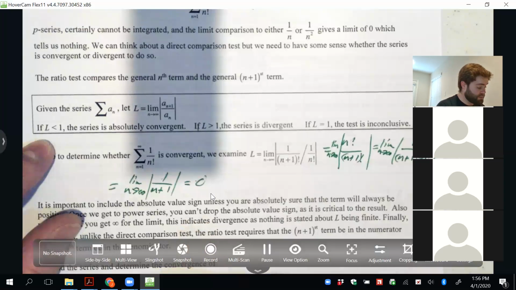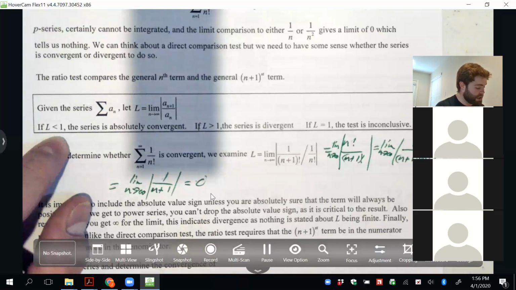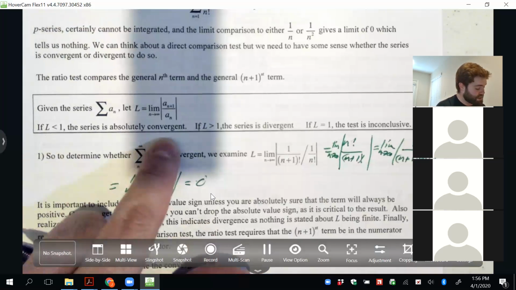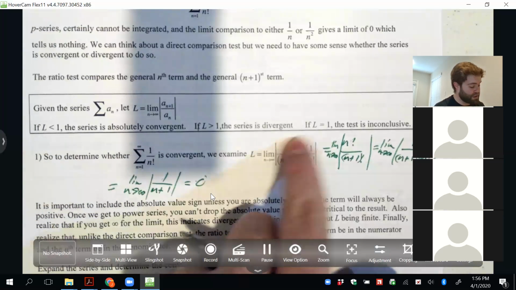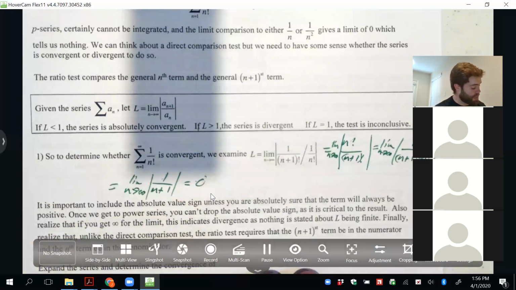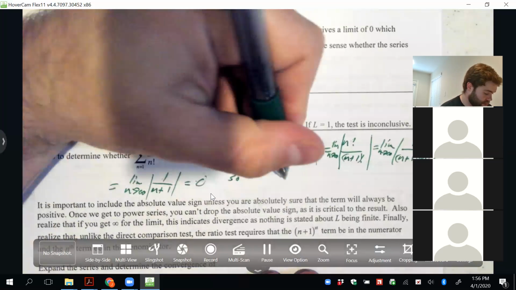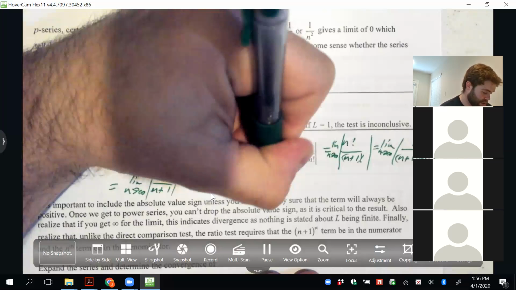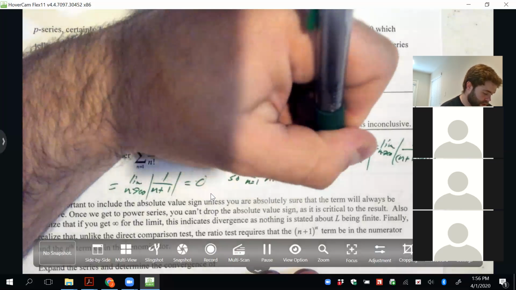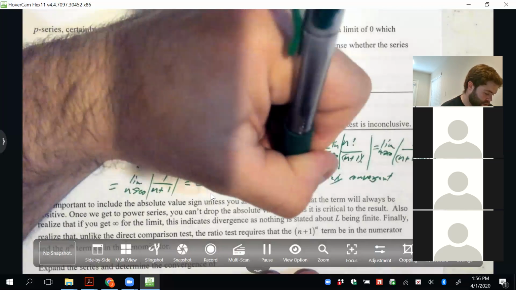So if we get any value for our capital L that is less than 1, that series will be absolutely convergent. And if we get some value for our limit that is greater than 1, it will be divergent. If we get exactly 1, it doesn't tell us anything. So that means that the sum from n equals 1 to infinity of 1 over n factorial is absolutely convergent by the ratio test.